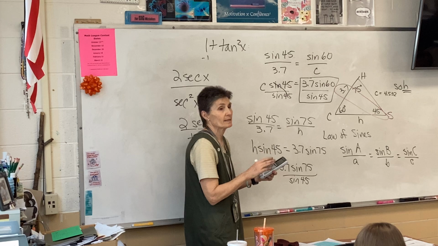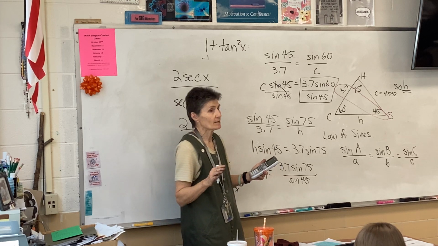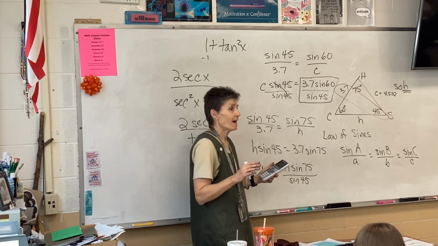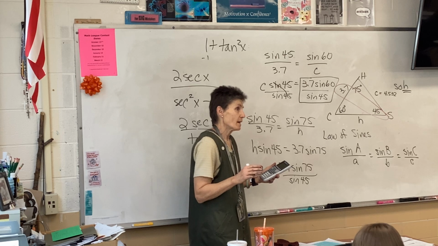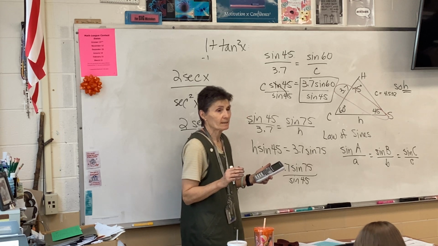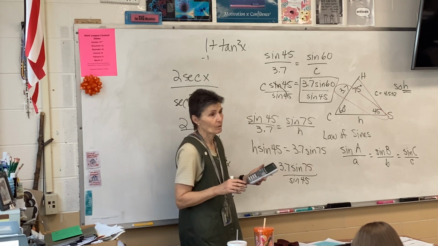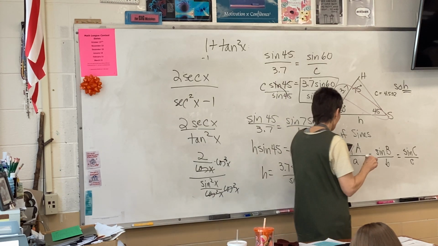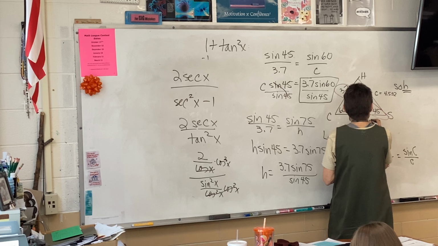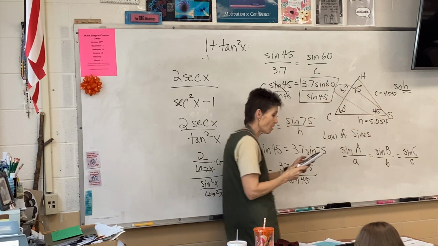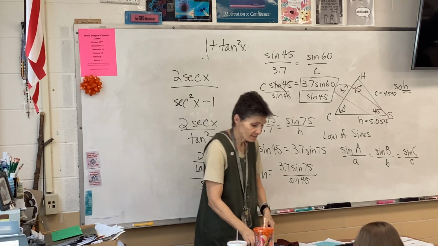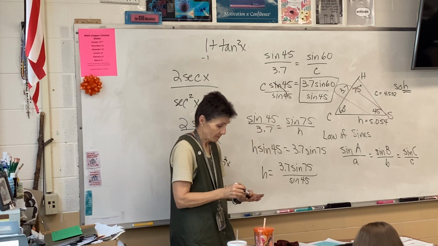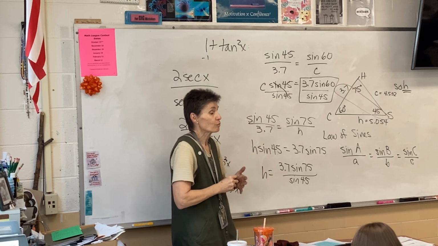Somebody said something about a negative. You better not be getting negatives here. We're finding sides of a triangle, so we don't want any negatives. Make sure you're in degree mode. I got 5.054. Yep. And the triangle is solved. Okay? Yay. Triangle is solved.